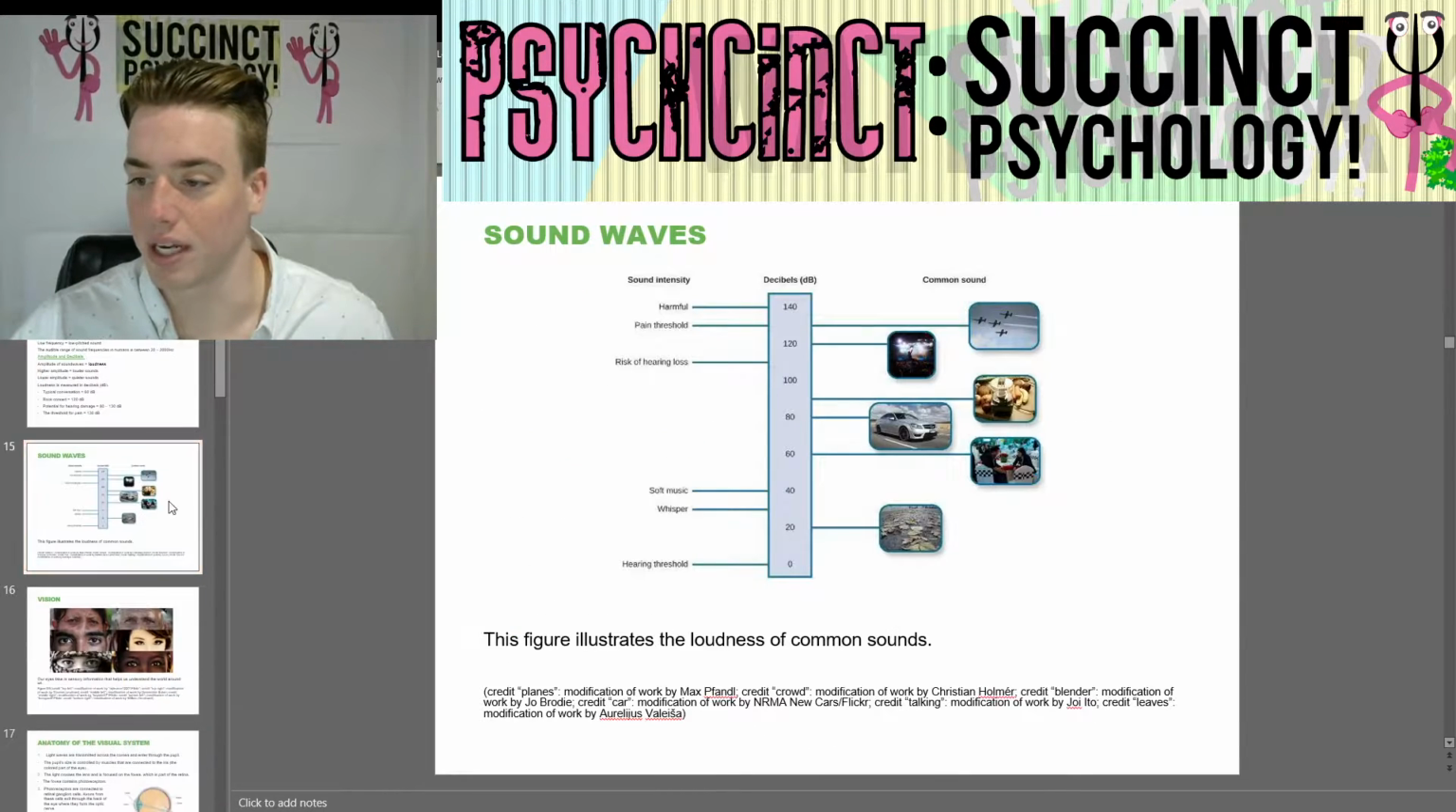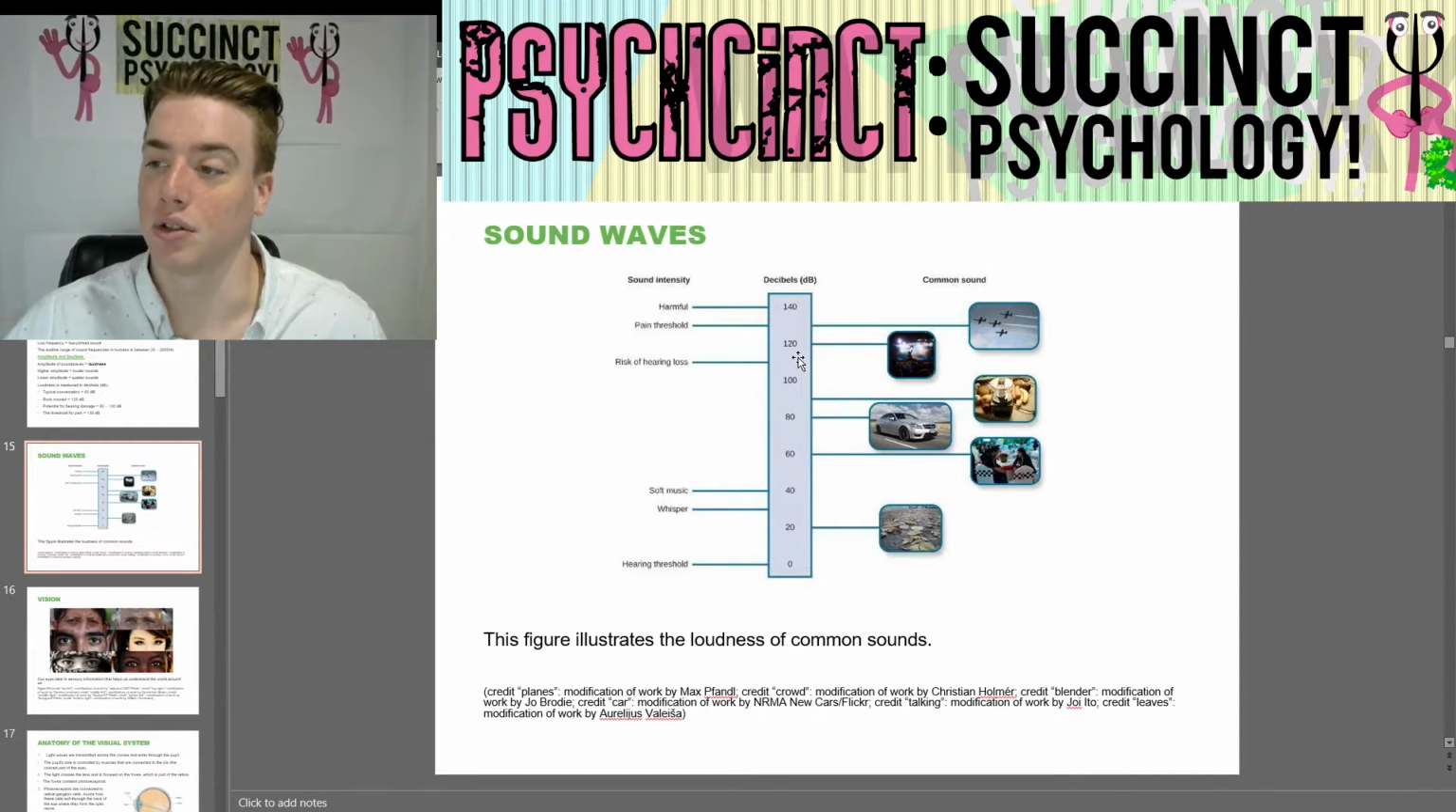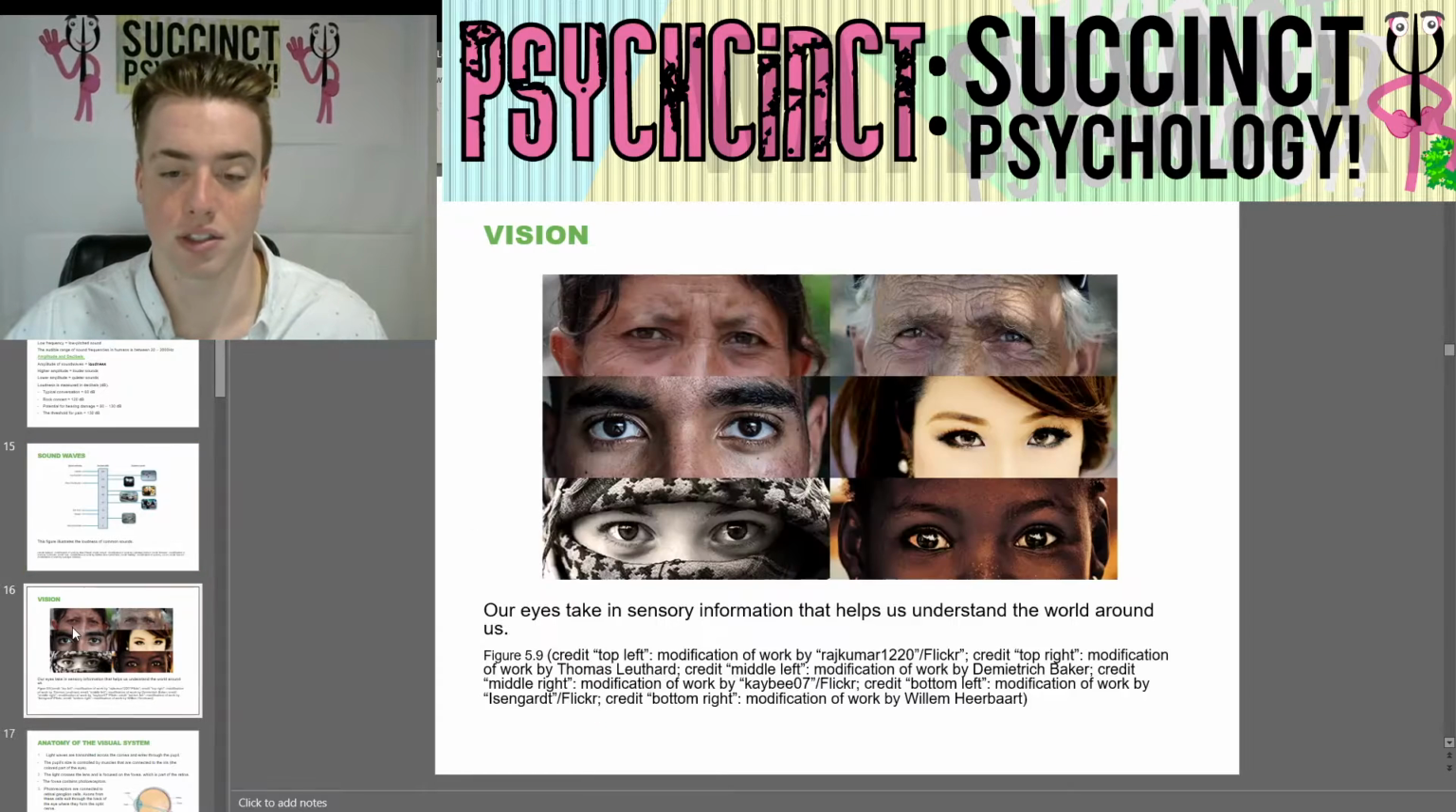Continuing with sound waves, we have a nice chart here. This figure illustrates the loudness of common sounds. Your hearing threshold would start at 0, and it goes all the way up. Cars are at 80 decibels, a river running is 20 decibels, a whisper about 30, soft music 40, and it goes up to here's your risk of hearing loss, again at 130, to a rock concert, to jets flying overhead, which is the same as the pain threshold. And at 140 decibels it's just harmful for your hearing and your ears.